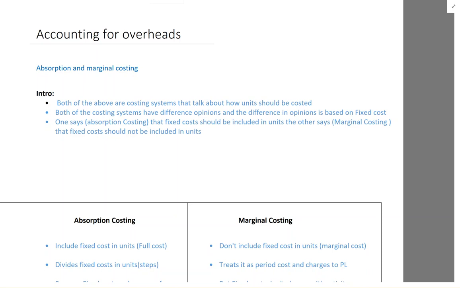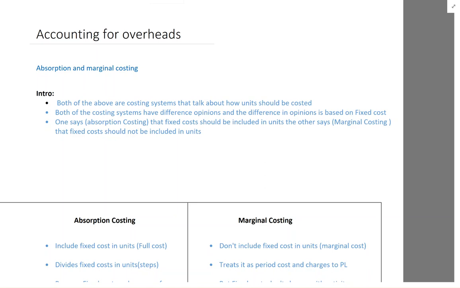So the question is, should we include overheads cost in our products, in valuation of our inventory, in valuation of our products? I'm not talking about whether we should charge it on customer. Remember, cost of the product and the selling price doesn't have to be the same, because we add a profit on our cost and we decide the selling price. So we are not talking about whether we should charge overheads on our customer or not. We are talking about whether overheads should be included in units or not.